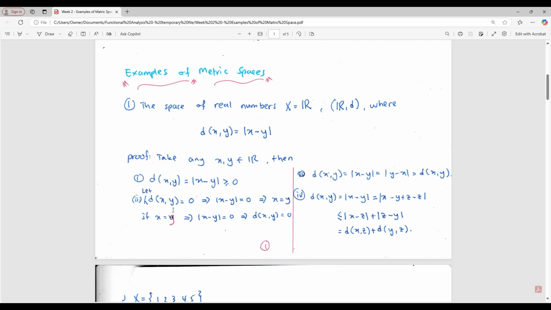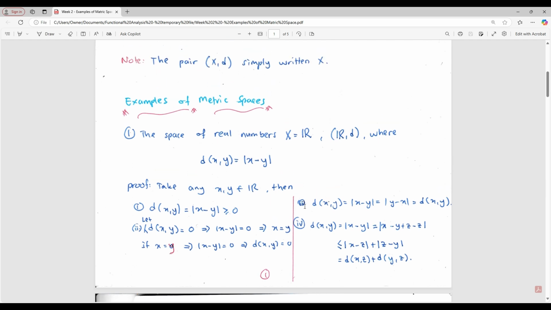So we already proved that from here x implies equal to y. So next one, we are going to start with x equal to y. So in this case, when x equal to y, of course x minus x here is going to be equal to 0. So therefore, the metric of x and x must be equal to 0.